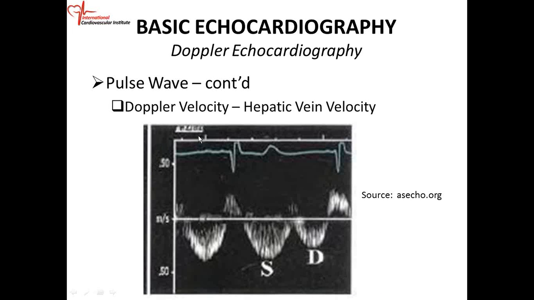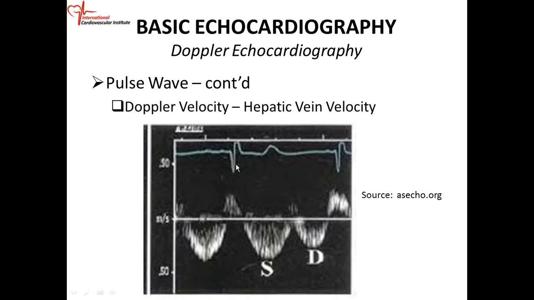Hepatic vein. In your subcostal view, you see your IVC, with the hepatic vein draining into the IVC. You just put your Doppler there, and if you remember the anatomy, it's moving away from the transducer, so it's below the baseline. With the hepatic vein, you have a systolic component, a diastolic component, and an atrial reversal.